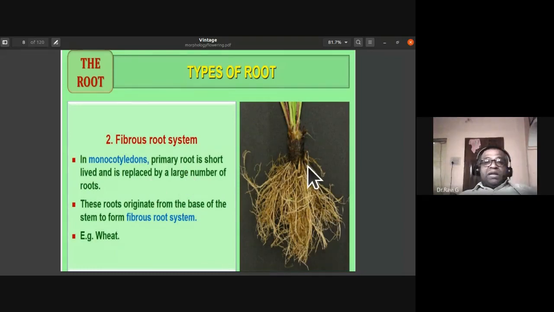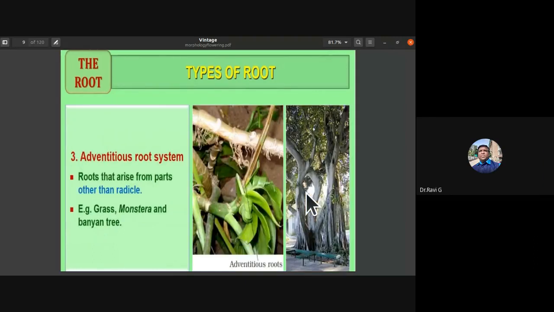In monocotyledonous plants, the primary root is short-lived and it is replaced by a number of roots. So these roots originate from the base of the stem and they form this fibrous root system. Example, wheat is an example for the fibrous root system.